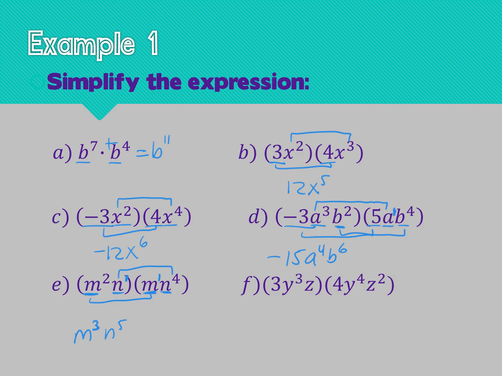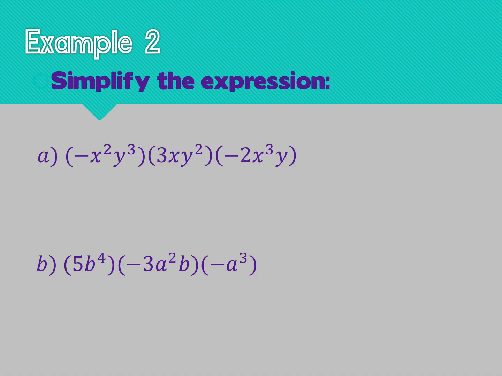And so for example F, again, coefficient with the coefficient. 3 times 4 is 12. Y times y. Add those exponents, it's going to be y to the seventh. Z times z. This is the same as z to the first, so I'm going to go ahead and add those exponents. This is going to get me z to the power of 3. All right. Now, if I had more coefficients, doesn't really make a difference. I can still go ahead and multiply those exponents, right?